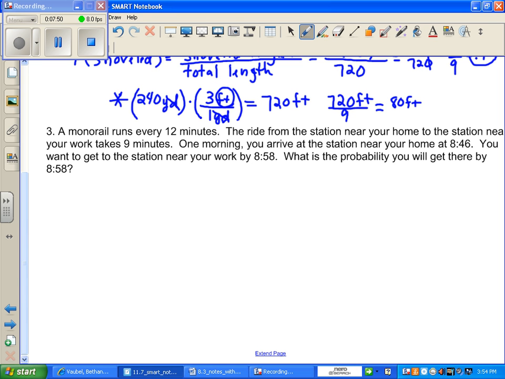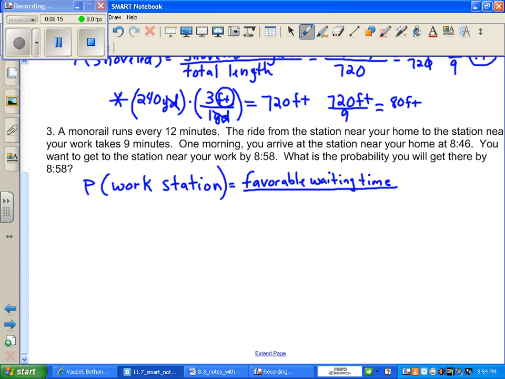Okay, let's go with this notation of probability of workstation. We want to be at our workstation on time. Okay, so we have a favorable waiting time to the total waiting time.